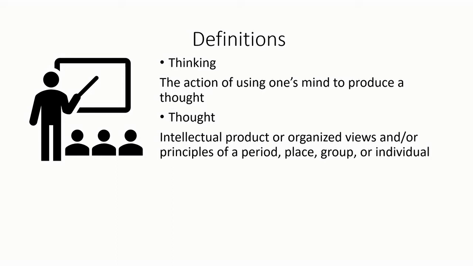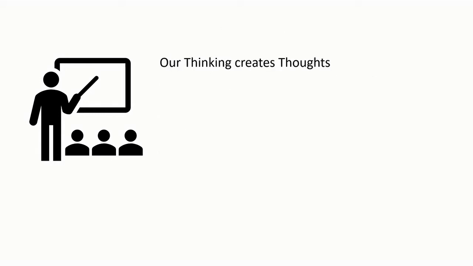Wow. Now that is a mouthful. That definition of a thought seems to be a little complicated. So let's break it down and explain it so that it'll be a little easier to digest, so we can have a complete understanding of exactly what a thought is, because this is what our thinking produces. So let's figure this thing out. First, understand our thinking creates the thoughts. Thoughts are a result of our thinking.